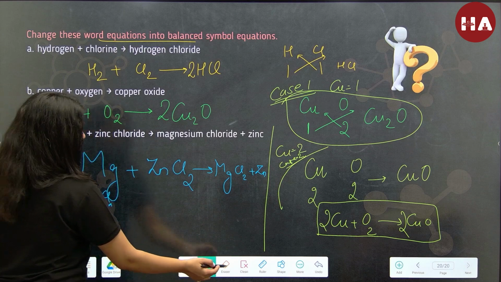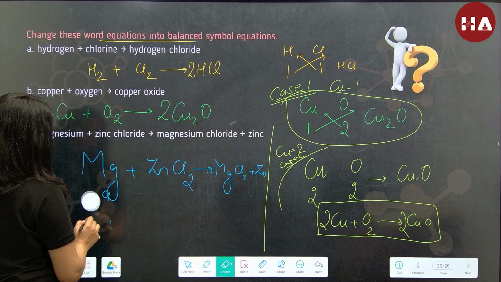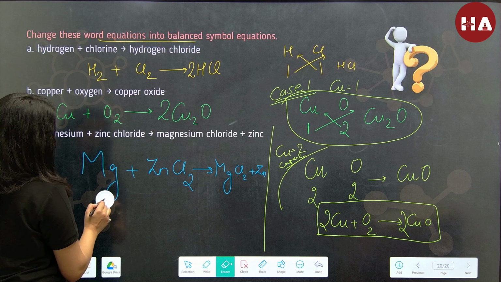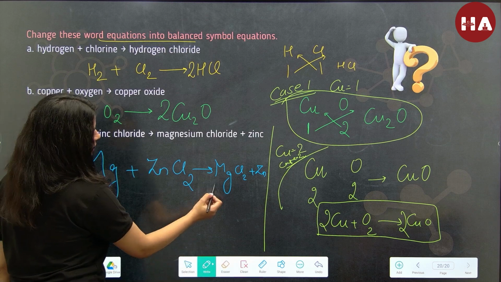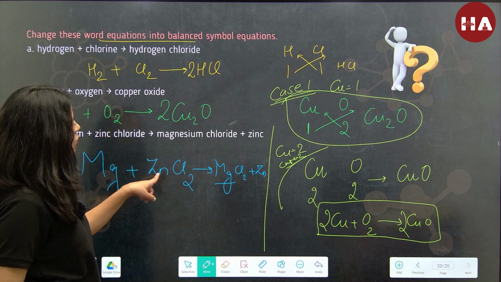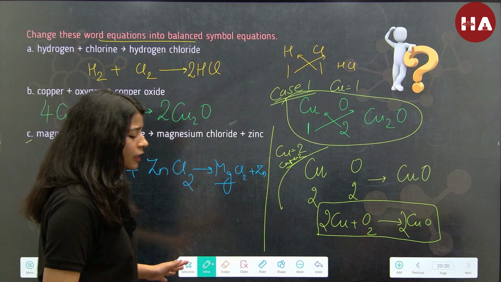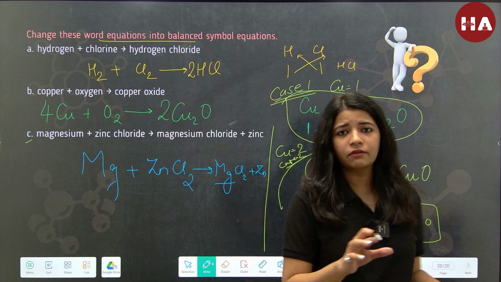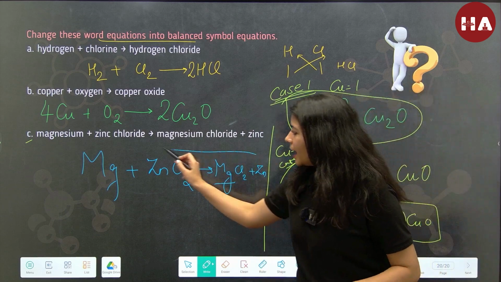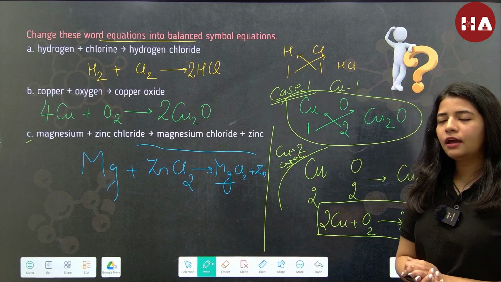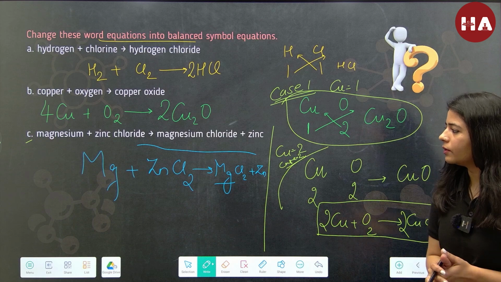Now let's try to balance this. How many magnesium in the reactant side? 1. How many magnesium in the product side? 1. How many chlorine? 2. And how many chlorine? 2, and Zn. This is already balanced. We don't need to write any number, any stoichiometric coefficient. We don't need to add anything. It is already a balanced reaction, right? Quickly take a minute and write this down.